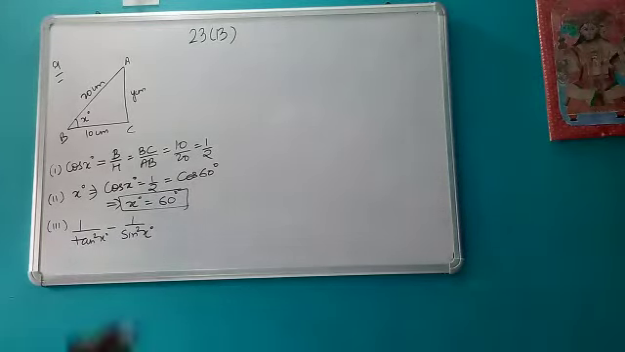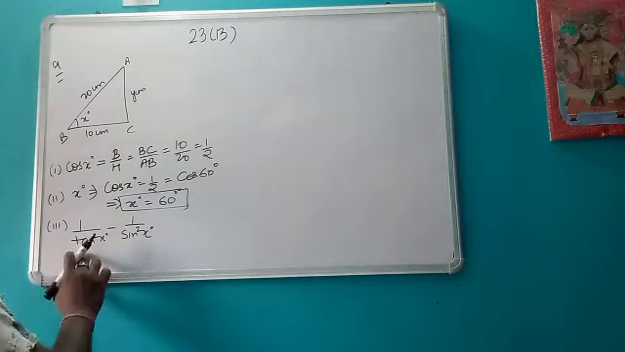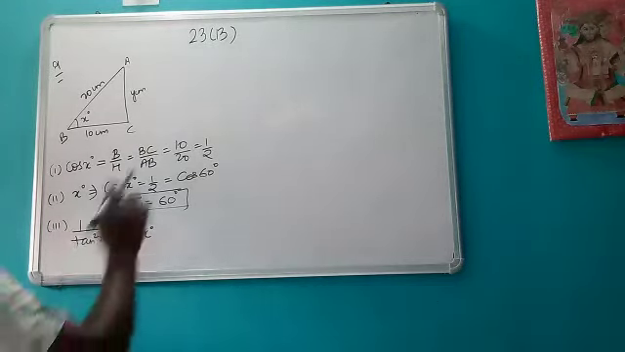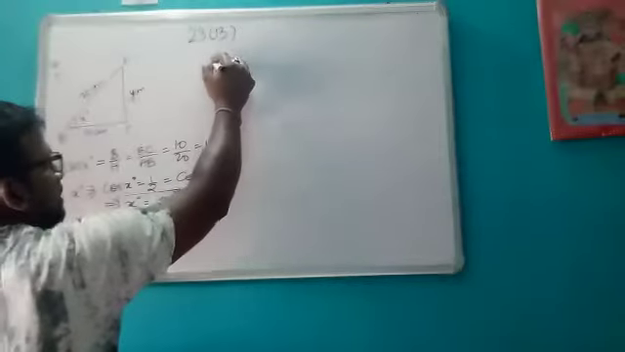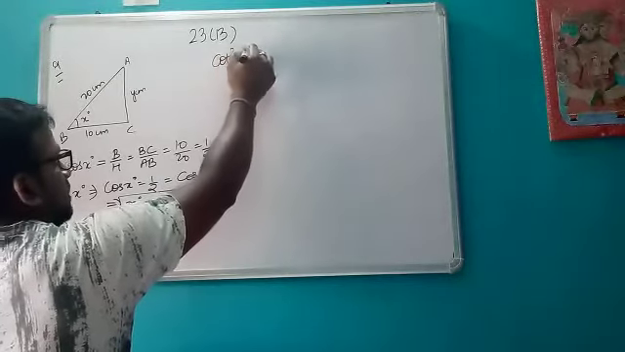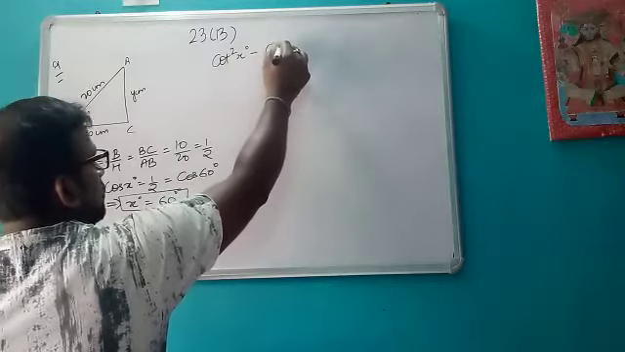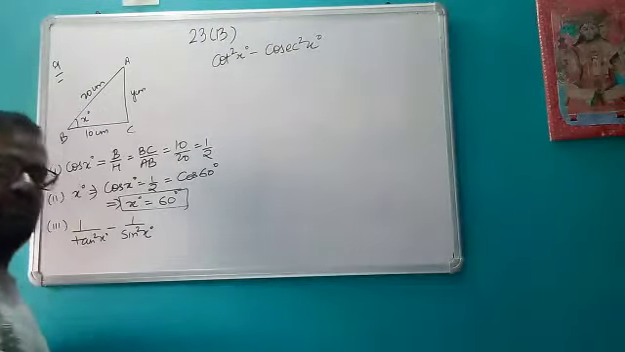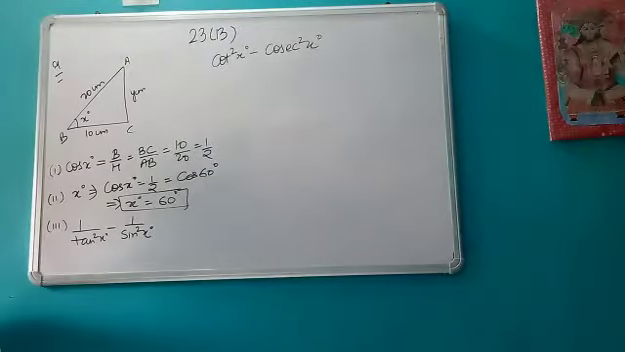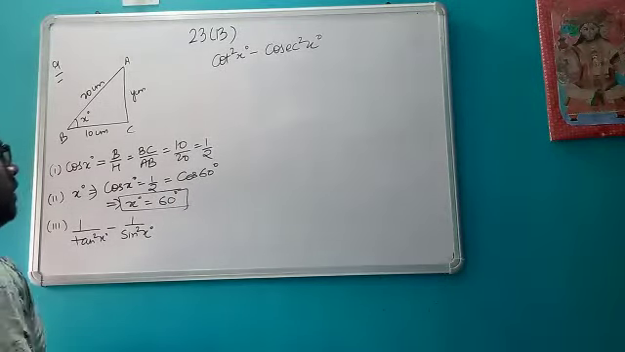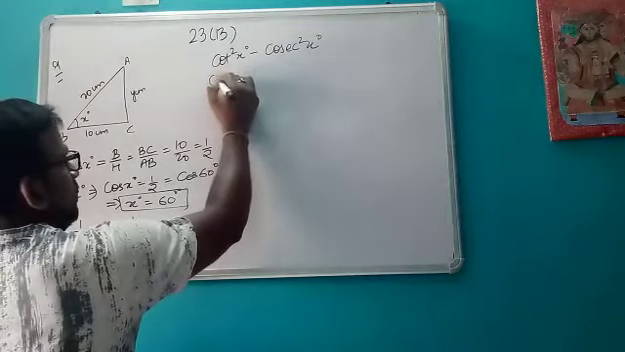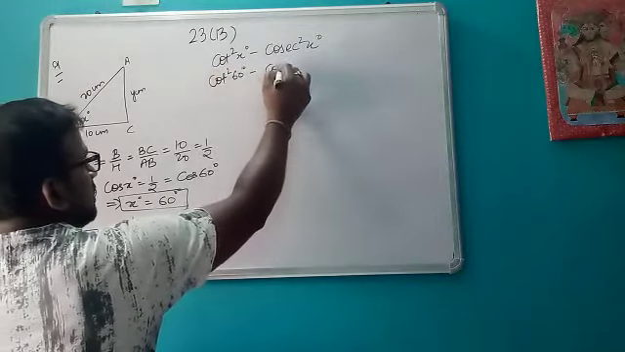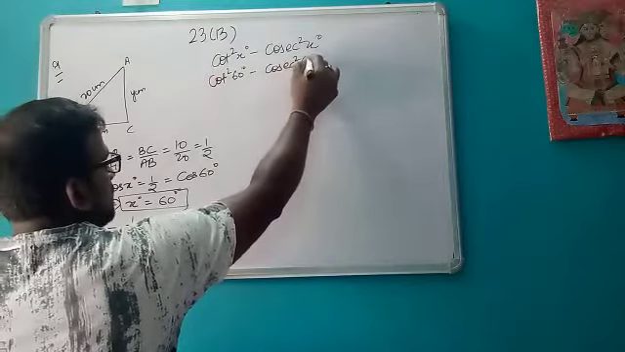Now with the help of this x only, we will find the value of this expression. So 1 upon tan square x, I will write like this: cot square x minus cosec square x. Reciprocal relations: 1 upon tan x equals cot x and 1 upon sin x equals cosec x. Now we will put the value: cot square 60 degree minus cosec square 60 degree.